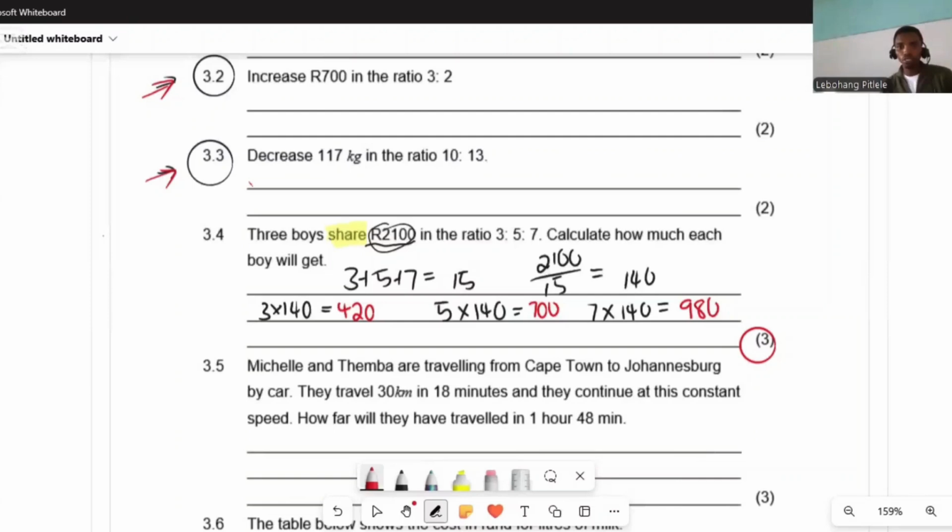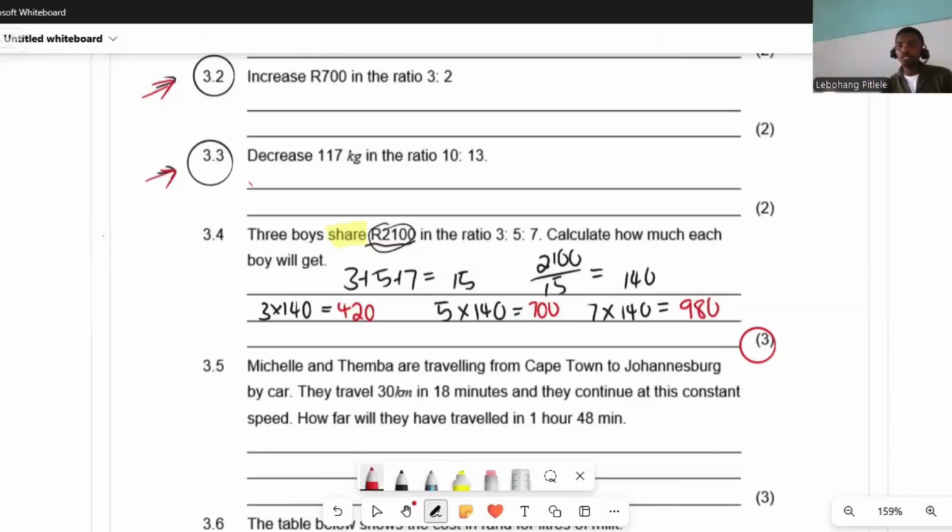18 minutes, right? Yes. And then now they want us to, if ever they have traveled now 1 hour plus 48 minutes, how much is that? Quickly check it. We have 60 minutes plus 48. Oh yes, 108, right? So in 108 minutes, now, how long did they travel?